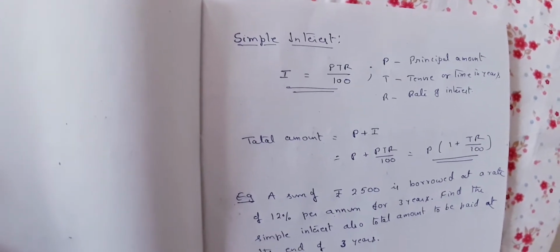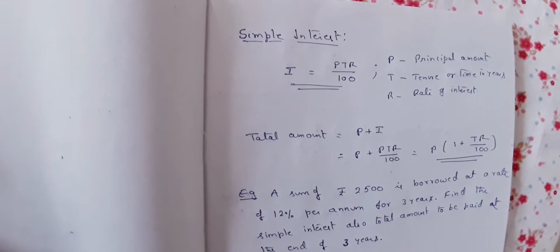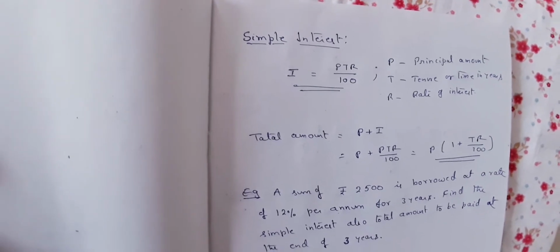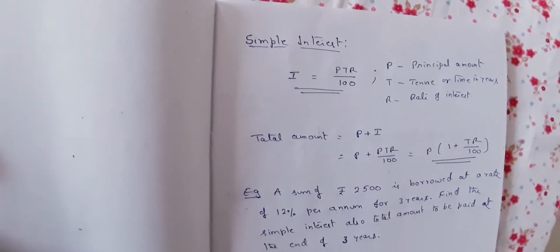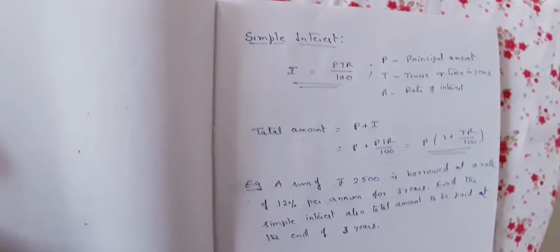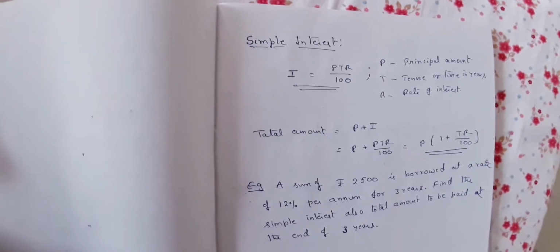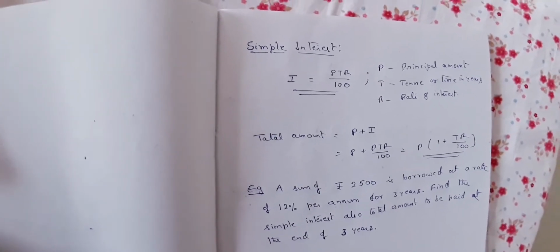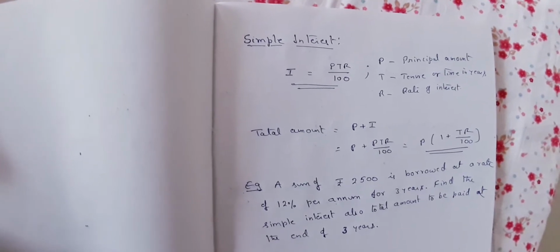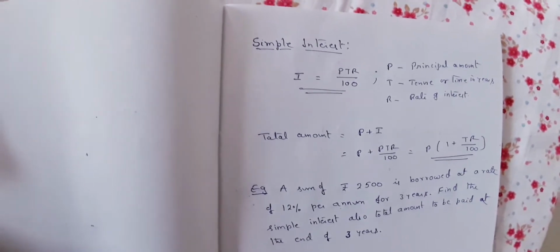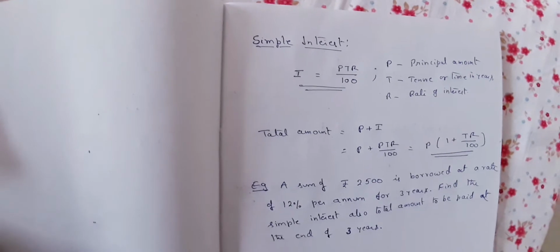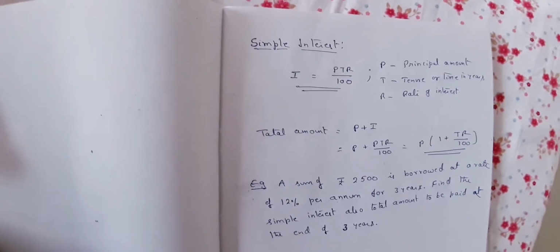That is simple and compound interest. Simple interest, last year also you have done, that is in your 7th standard, you did the problems. And here, I'll give you one or two examples of simple interest so that it can be a quick revision for you. Then we'll move on to compound interest.